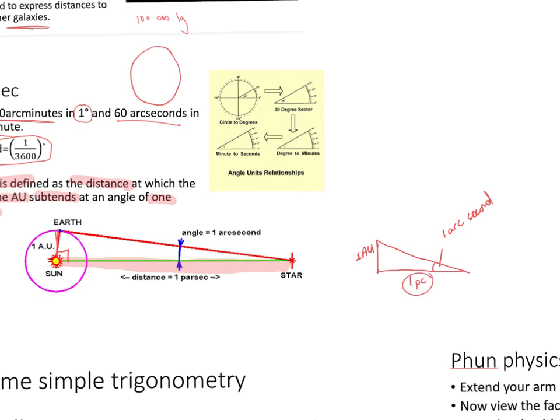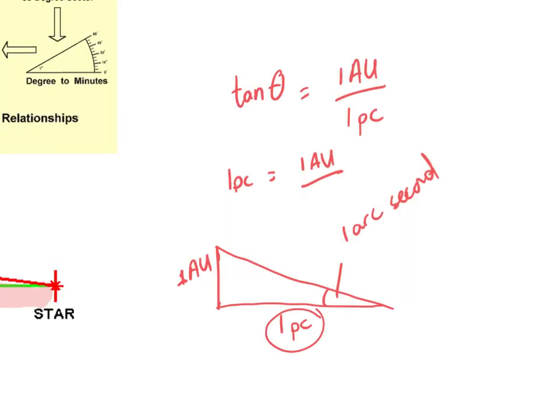So if I want to know what 1 parsec is equal to, I have opposite over adjacent. So that will be tan theta is equal to 1 astronomical unit over 1 parsec. If I want to rearrange for 1 parsec to calculate how much that is in meters, then I need 1 astronomical unit over the angle theta. Since the angle is 1 arc second, that's 1 over 3,600.